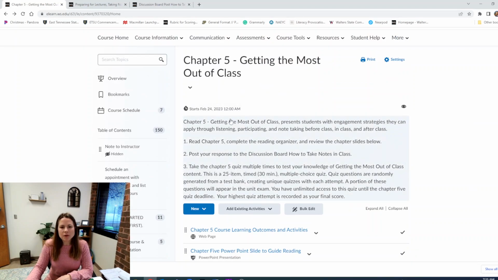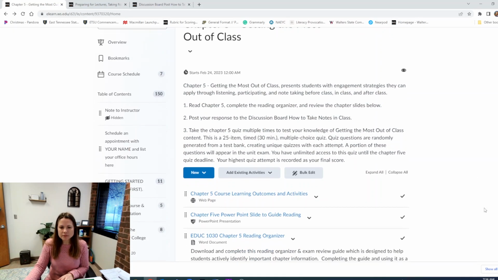As I mentioned before, this first section, when you get into Chapter 5, is really going over an overview of what I expect you to have done this week. Remember, it opened on Friday, but it doesn't close until this Thursday, so you still have time to complete this. I would like you to read Chapter 5. You're going to complete the reading organizer. Now remember, the reading organizer is there to help you. It's like a study tool. It's an outline that helps you put the most important things down from Chapter 5. And then I have some PowerPoint slides that we're going to go through a little bit as well.